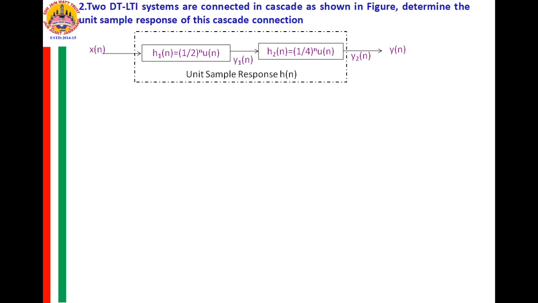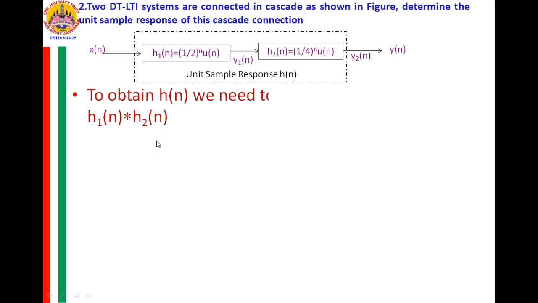Now this is the second example where, in the figure, you observe that there are two systems which are connected in cascade to each other, and we are supposed to find out the overall sample response of the system. So the overall sample response h(n) of the system is the convolution of the impulse responses of these two systems. That is, h(n) is equal to h1(n) convolved with h2(n). So this is another problem of convolution.